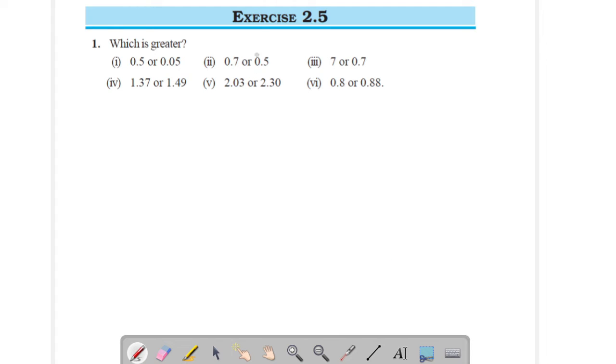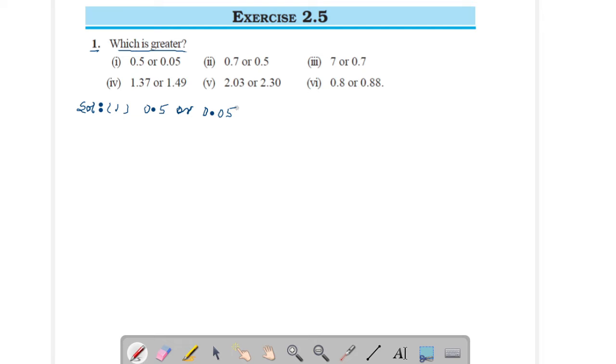Now come to exercise 2.5. Say first question. Which is greater? See the solution. First part. It is 0.5 or 0.05.